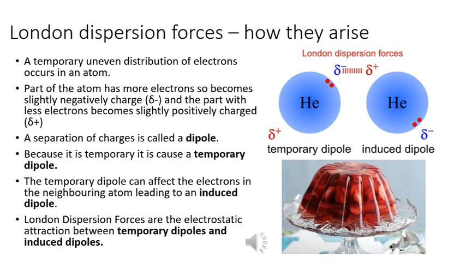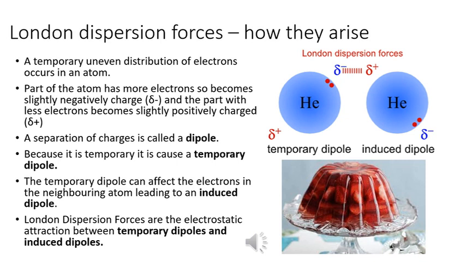What happens is at a certain point in time, we might get a temporary uneven distribution of electrons in an atom. Now, I like to think about this as a wobble in the electron cloud, or you can think about it as the wobble of a jelly. If we've got a jelly that wobbles, there'll be slightly more jelly on one side of the plate than on the other. A similar thing happens with these electrons. We get a temporary uneven distribution of electrons in our atom.